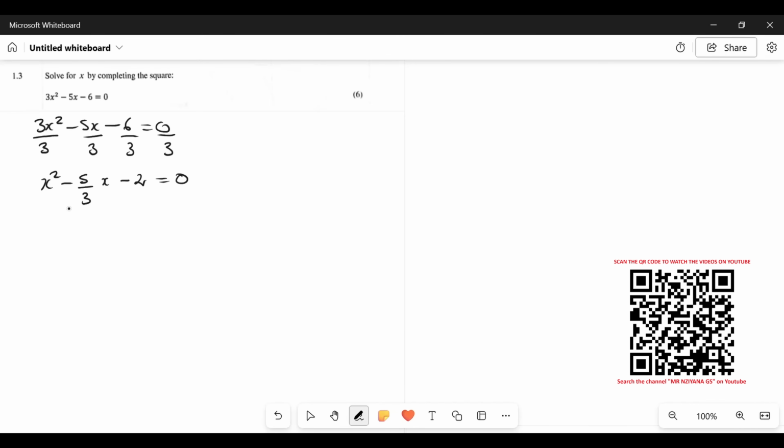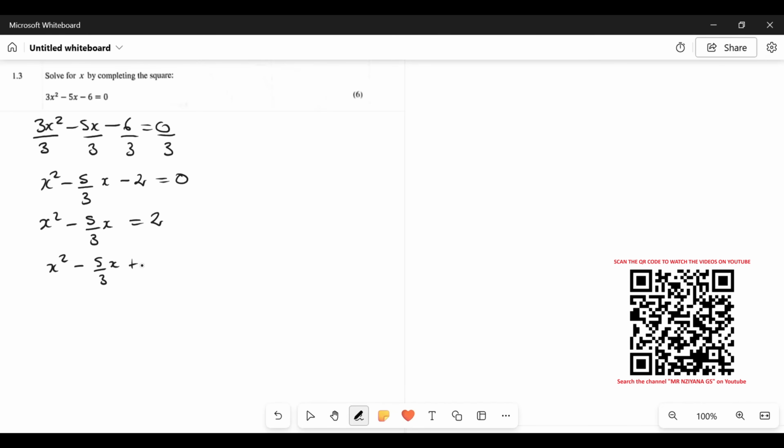Then the second step is we transpose the constant to the right hand side, right? So we want to be left with x squared minus 5 over 3x. All this is equaling to 2. The 2 changes the sign, becomes positive. This step here, you can say x squared minus 5 over 3x.